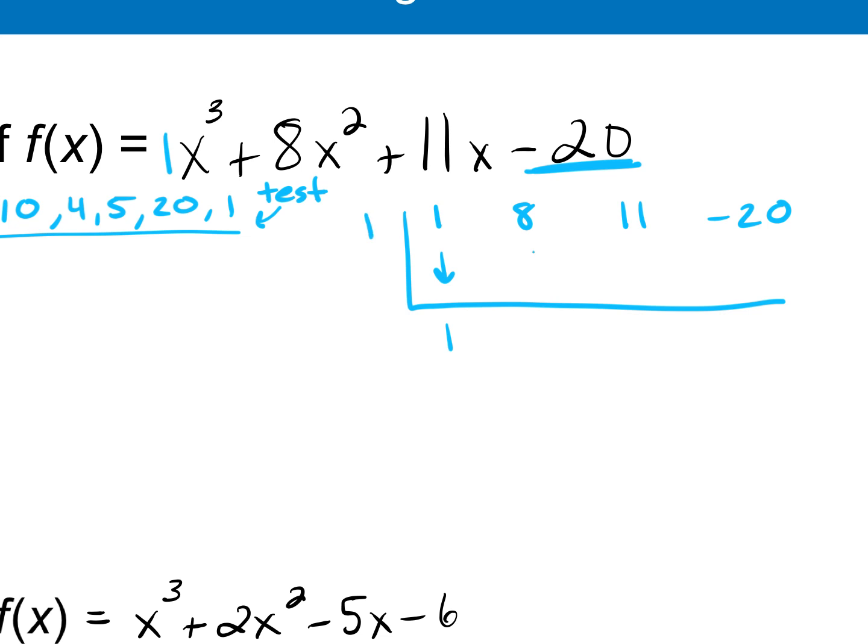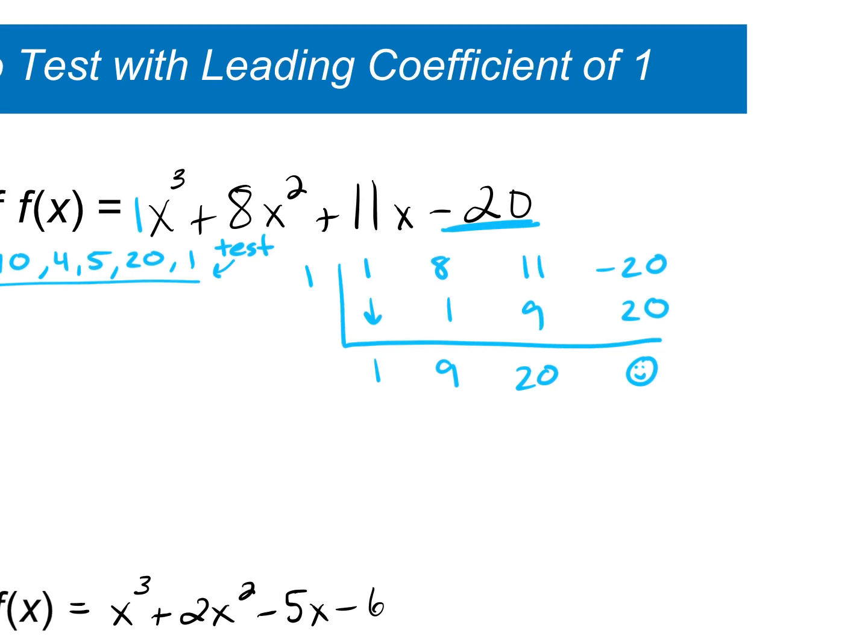1. Multiply 1, add 9, multiply 9, add 20, multiply 20, add, what do we get? Does it work? Yes. So 1 is an answer. So I'm going to say x equals 1. Now, how many answers total am I going to have here? 3. Awesome. The leading term, your highest degree, tells you how many real zeros you can have. So we have 3 answers that we're looking for. 1 is one of them.